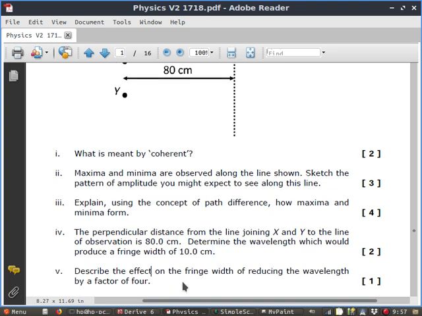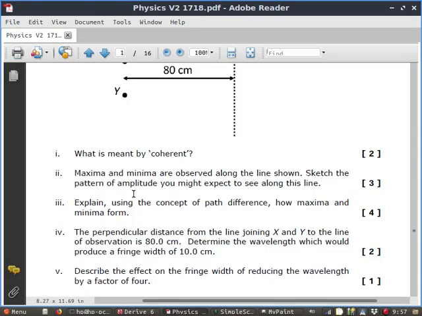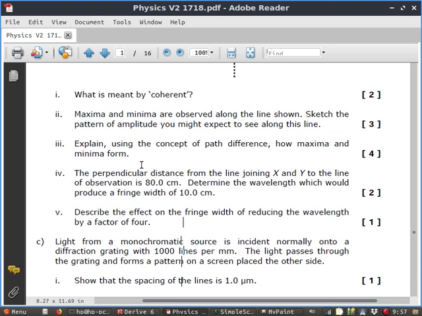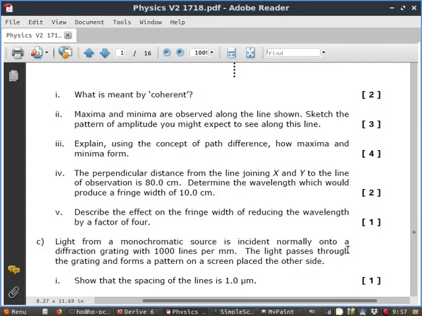What would happen if the wavelength was reduced by 4? What would happen to the x? Going down. By how much? 4. Yeah. 1 mark. If the lambda becomes lambda over 4, then the x will become x over 4. I think he asked for 4 factors. Describe the effect on the fringe width by reducing the wavelength by a factor of 4. That means you make it 4 times smaller.